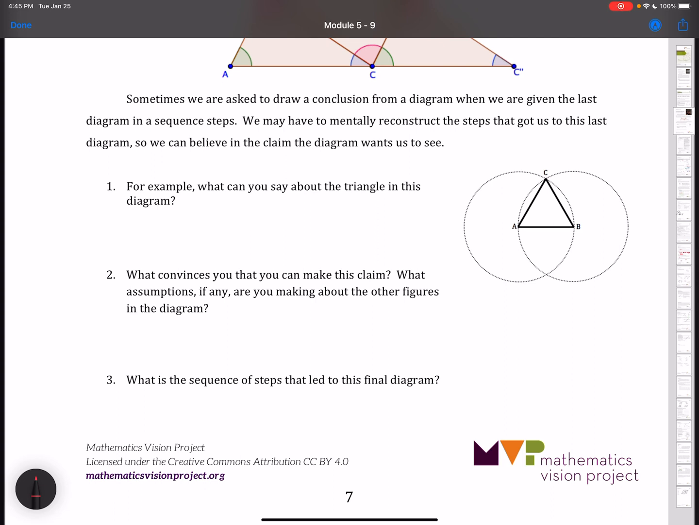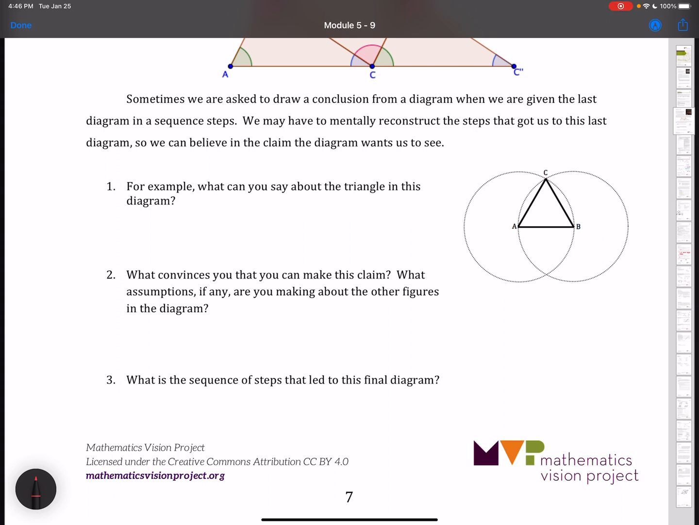Well, hopefully the first thing that you see is that we have a whole bunch of radii of circles. So circle A has radii AB and AC. Circle B has radius AB and CB. Right? So we can see that those are all radii.